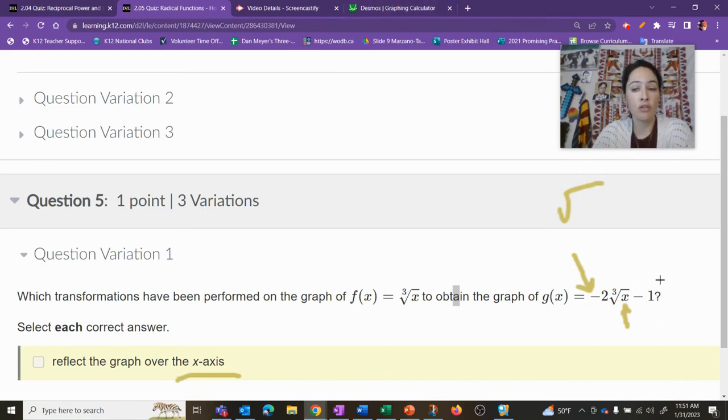The -1, that's a vertical shift. We know this much. I know that's a vertical shift down 1. So we got the reflection, we got the vertical shift.